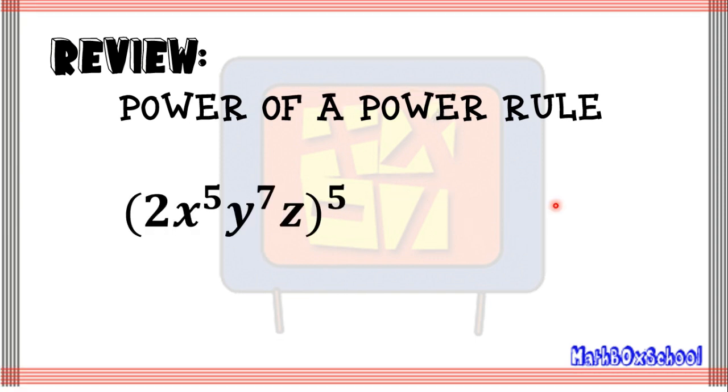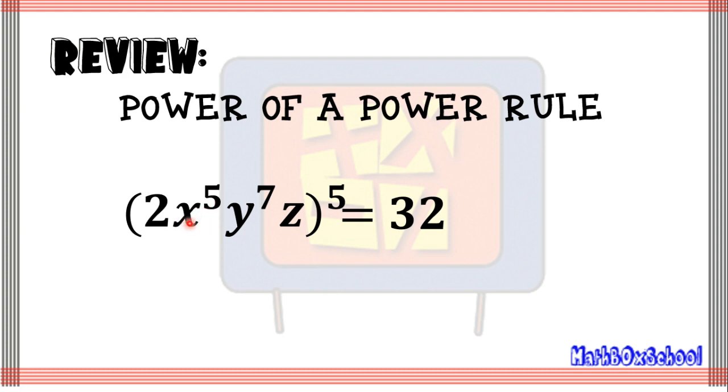Another example, we have 2x to the 5th power, y to the 7th power, z, all raised to 5. So ang gagawin po natin ulit dito, i-erase po natin yung mga nasa loob ng parenthesis sa exponent na 5. So simulan natin sa 2. What is 2 to the 5th power? Or 2 raised to 5. That is 2 times 2 times 2 times 2 times 2. So 5 times yung gagamitin si 2 as a factor. Okay, so that is 32.